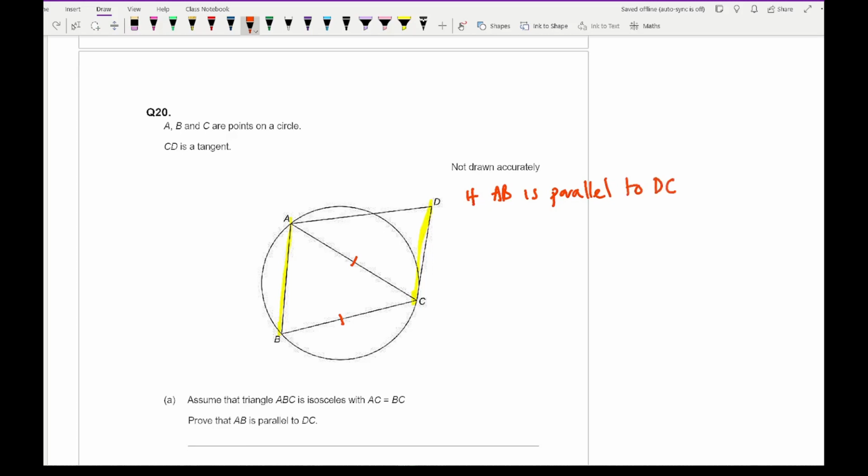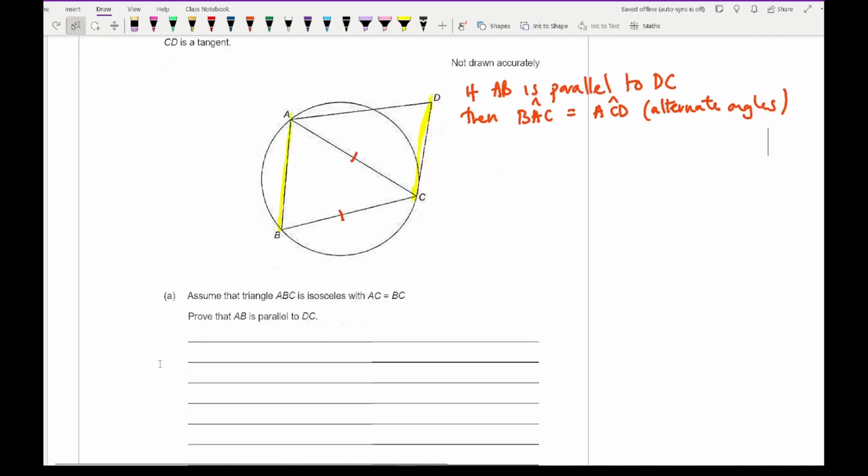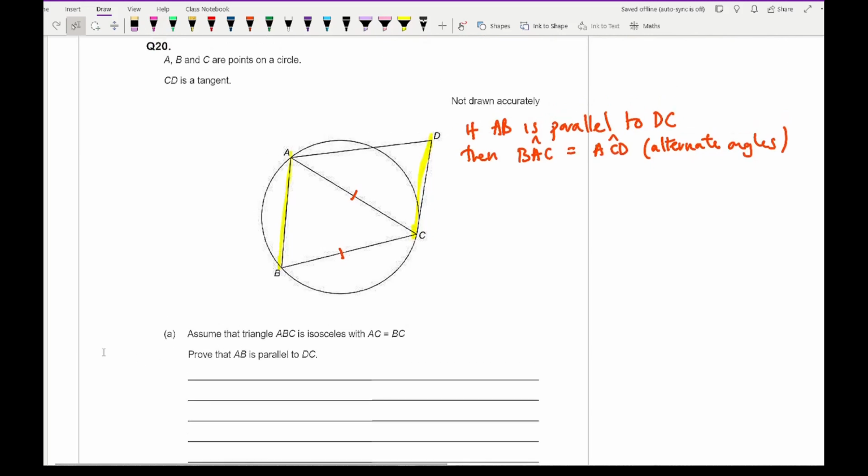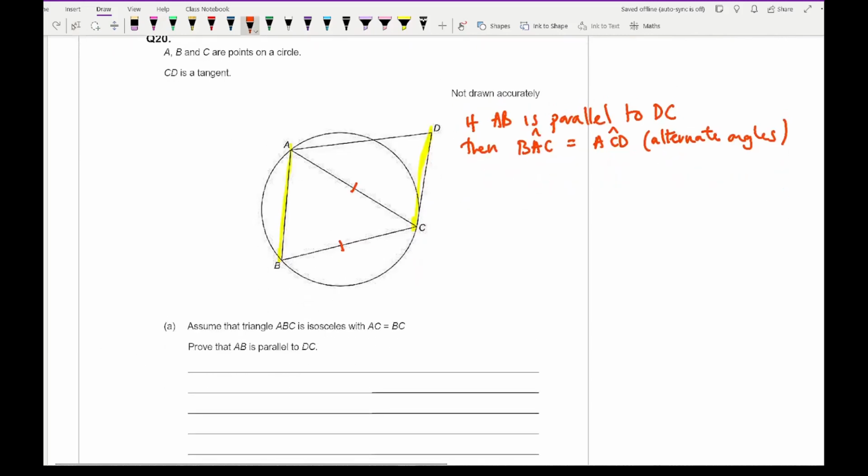And if that is the case, so if AB is parallel to DC, then angle BAC is going to equal ACD, as they are alternate angles. So this is the general proof that I'm going to be using. Now there are several other ways in which you can do this, but this is the way that comes first to mind for me. Again, there are other ways in which you can do this. As long as you are making, let's say, 4 points, then that's going to be absolutely fine. So sticking with this, what we then have to do is work through the angles.